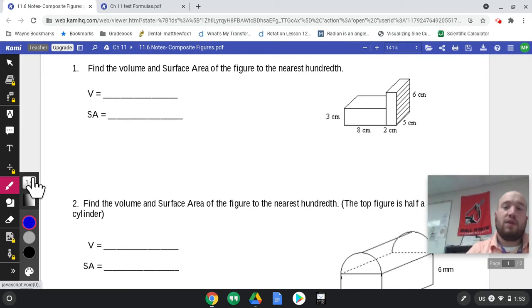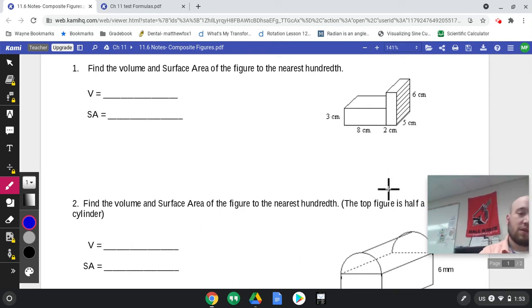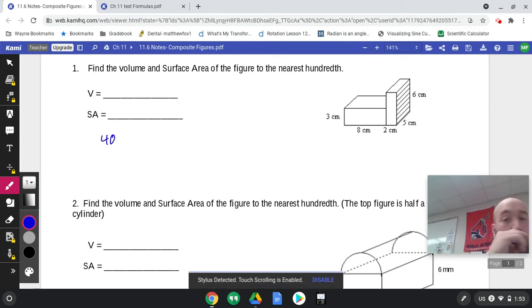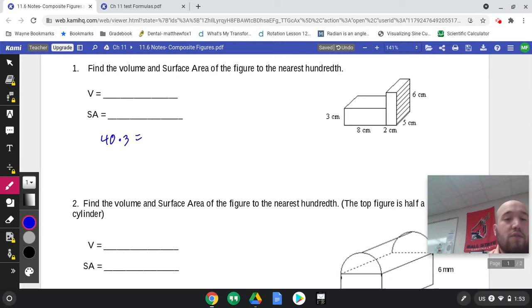So our volume of this small shape, or the shorter shape, we know it has a height of 3 and it's 8 by 5. Okay, so if we do 8 times 5, we will get 40. That's the area of our base. And we got to multiply that by 3. So 120 centimeters cubed. That is the volume of that.